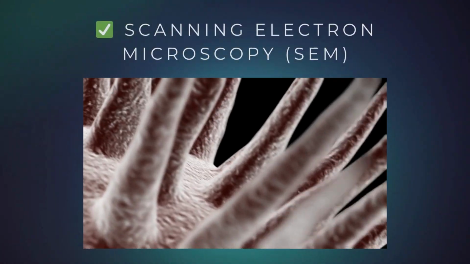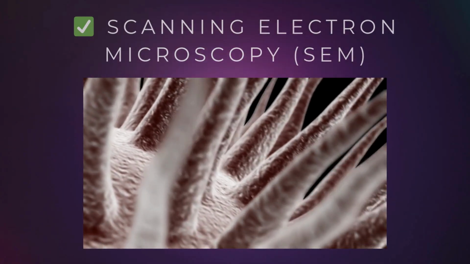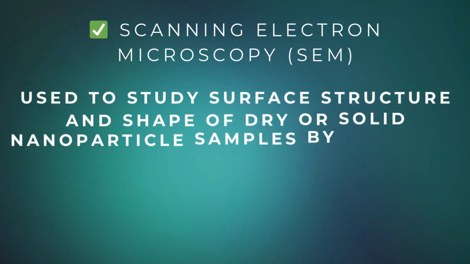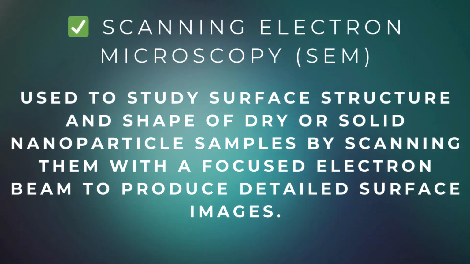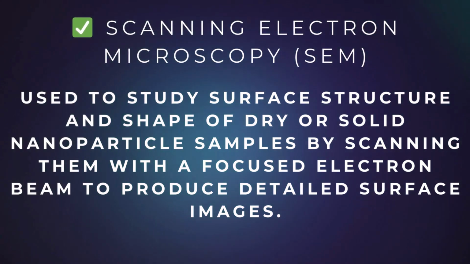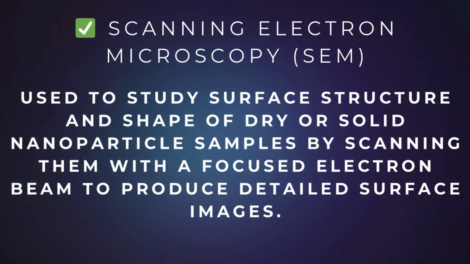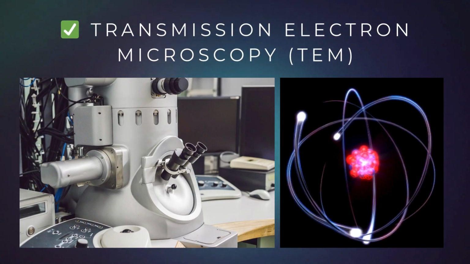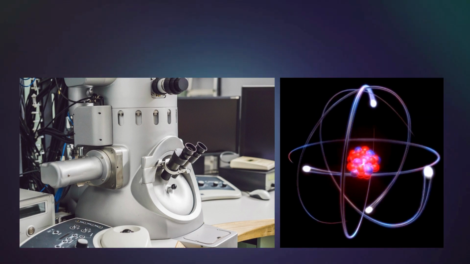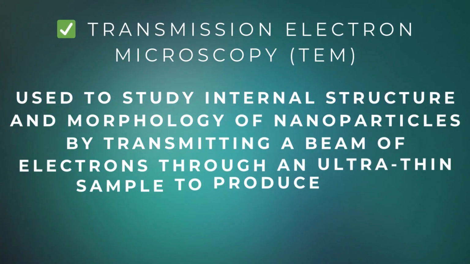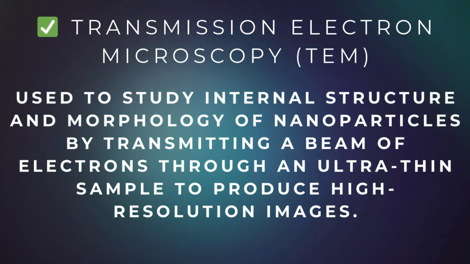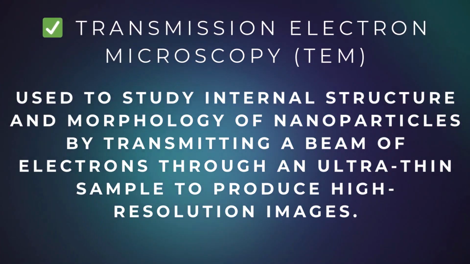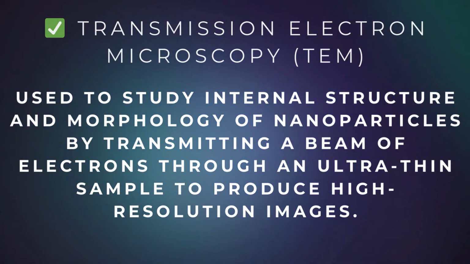Scanning electron microscopy, SEM, used to study surface structure and shape of dry or solid nanoparticle samples by scanning them with a focused electron beam to produce detailed surface images. Transmission electron microscopy, TEM, used to study internal structure and morphology of nanoparticles by transmitting a beam of electrons through an ultra-thin sample to produce high-resolution images.